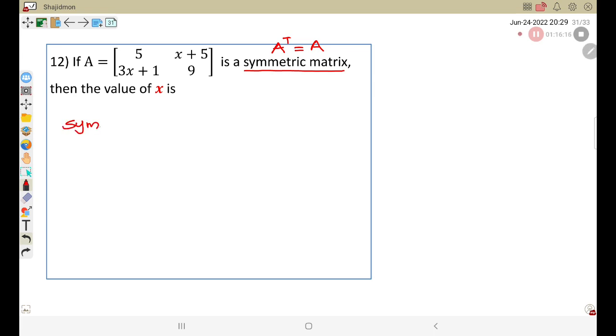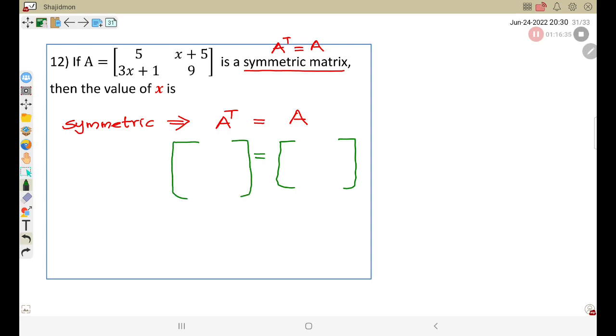Just start from the idea of symmetric. Symmetric matrix. What is the meaning of symmetric matrix? A transpose should be the same as A matrix. Correct? You can write both matrices equal. A matrix you write here, A transpose matrix you can write here. Okay, what is A transpose matrix?